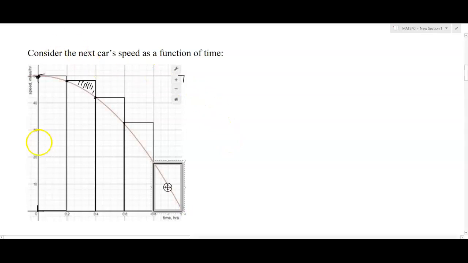So we see that this first rectangle here has a height of 50 miles an hour. I'll just indicate this with a 1. Its area is 50 miles per 1 hour multiplied by 0.2 hours, which is the width of our rectangle down here. When we multiply those together, we get a total of 10 miles.